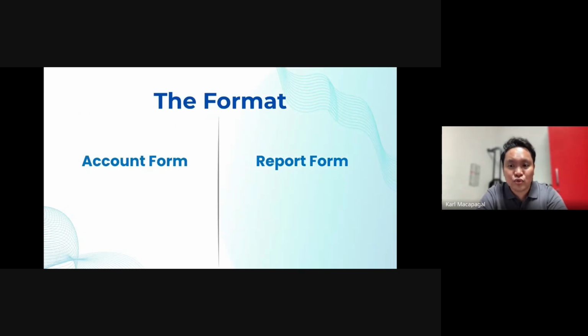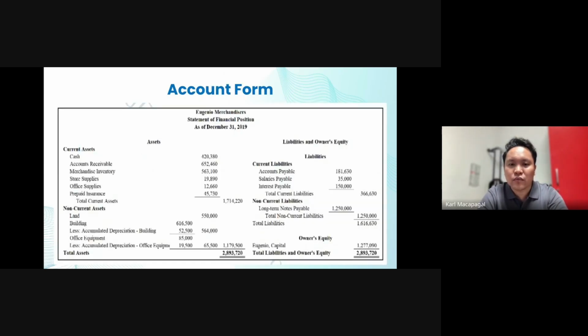There are two ways for you to present the balance sheet. You can use the account form and the report form. This is the account form. The account form presents the three accounting elements in the following format. Assets are listed on the left side while liabilities and the equity are listed on the right side. The owner's equity is written below the liability section. The account form of the balance sheet is generally used when there are several accounts involved.